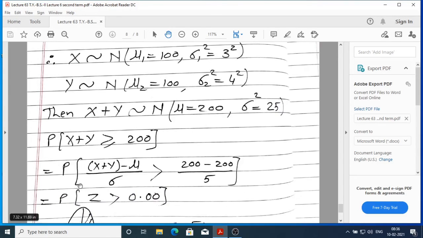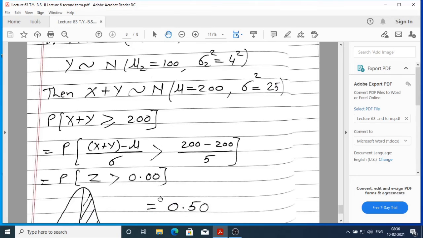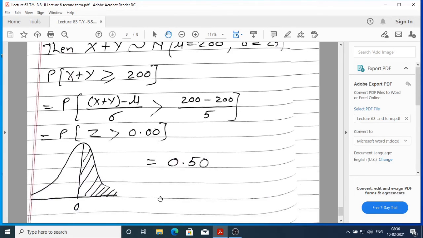So x plus y, that is nothing but z, greater than 0. We want that probability, and the answer is nothing but 0.5, because the curve is symmetric and the area from 0 to infinity is 0.5. So the answer is 0.50.